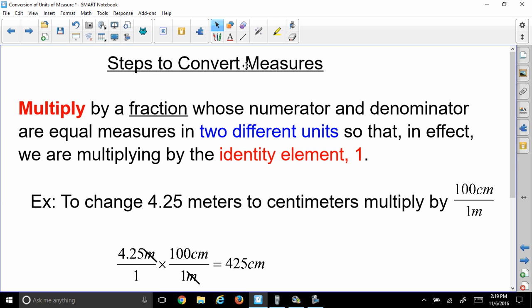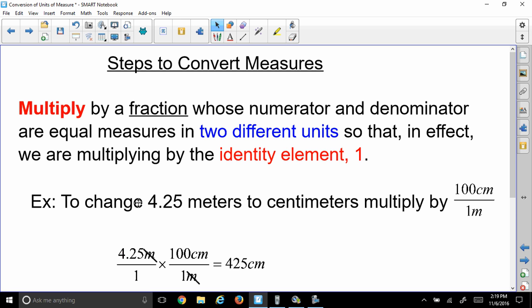Steps to convert measures are multiplied by a fraction whose numerator and denominator are equal in measures in two different units, so that in effect we're multiplying by the identity element of 1. So we're really multiplying by 1, but the thing is it's going to be different units. So let's take a look at this example here.